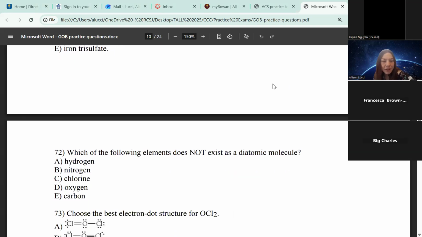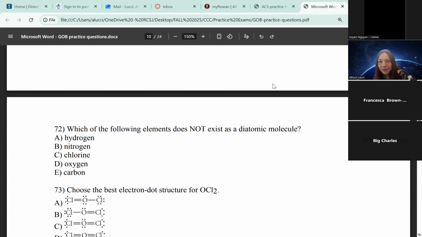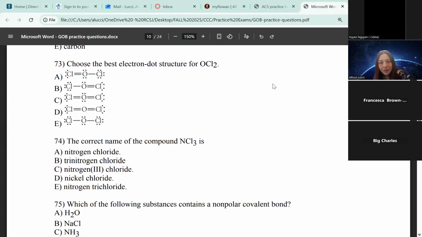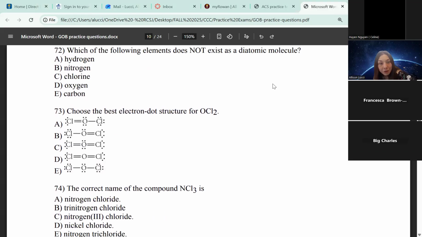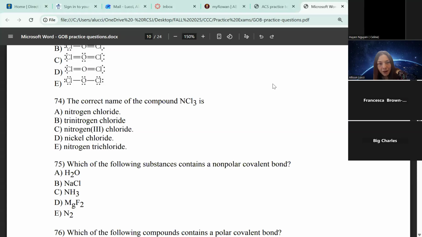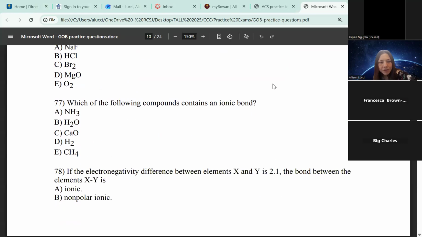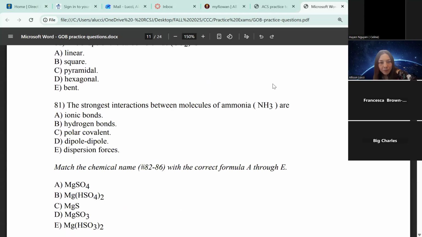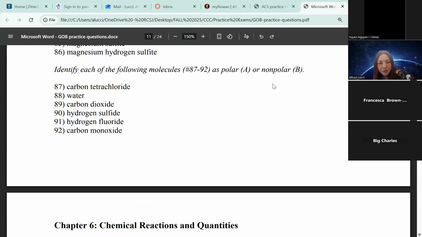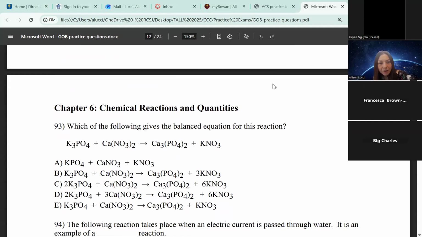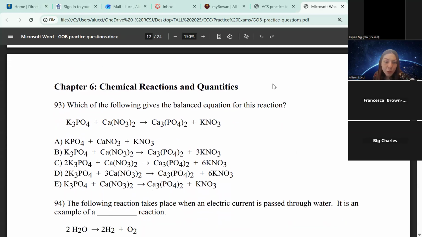The diatomics, have no fear, right? So hydrogen, oxygen, nitrogen, iodine. Carbon is not diatomic. Know how to make the Lewis dot structures. Remember, valence electrons start forming bonds. What other sections do we have here? So the molecular geometry stuff is in this section. And then chapter 6, or this next section, deals with different reaction types and quantities.